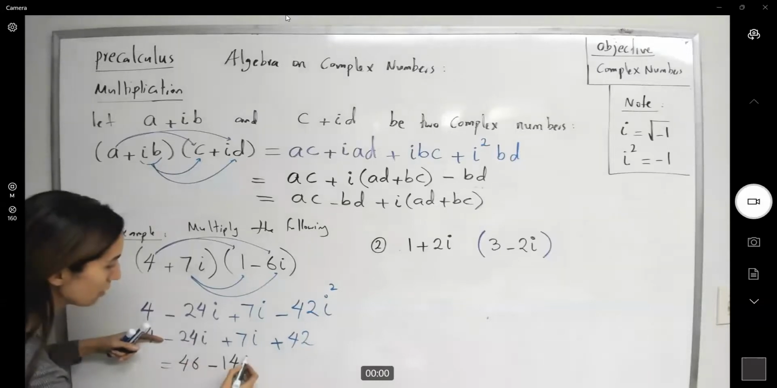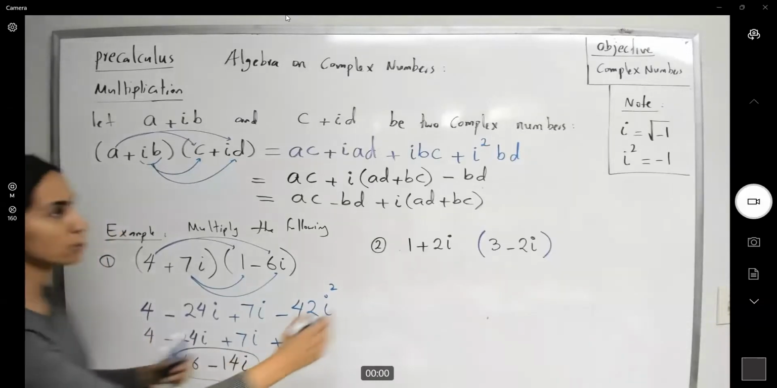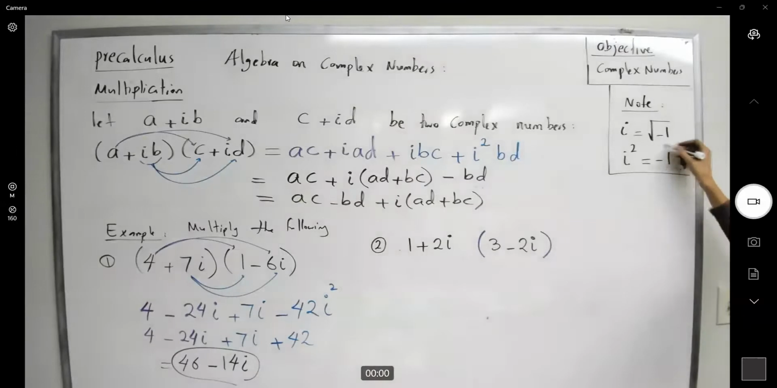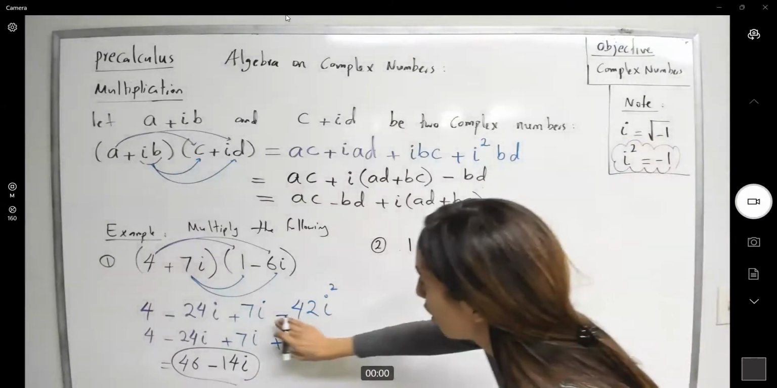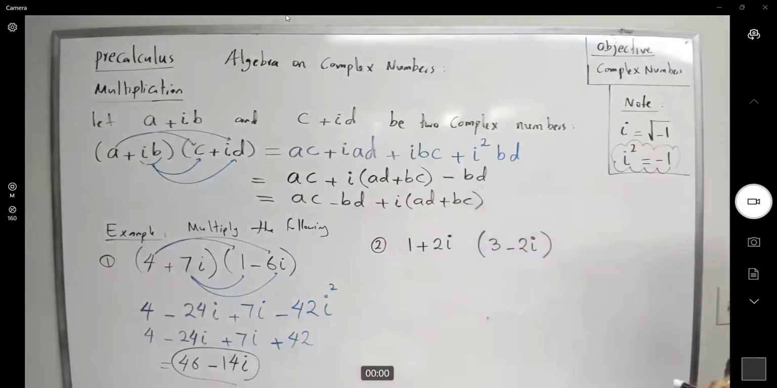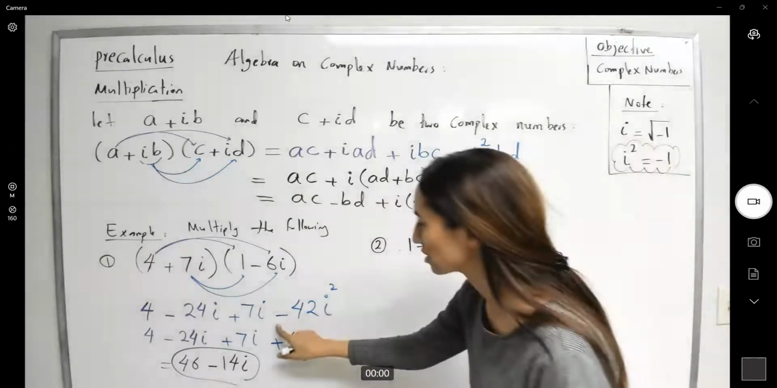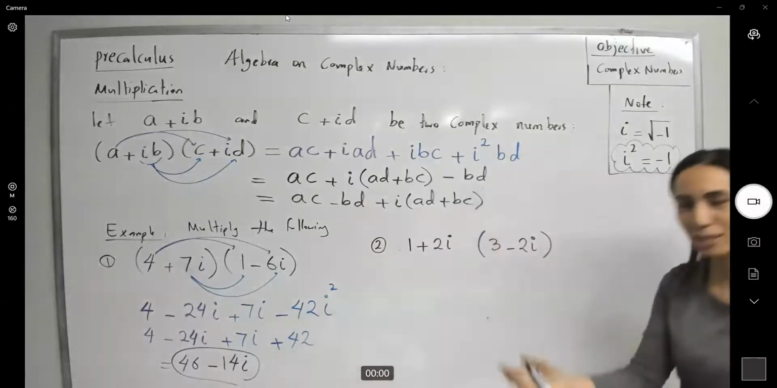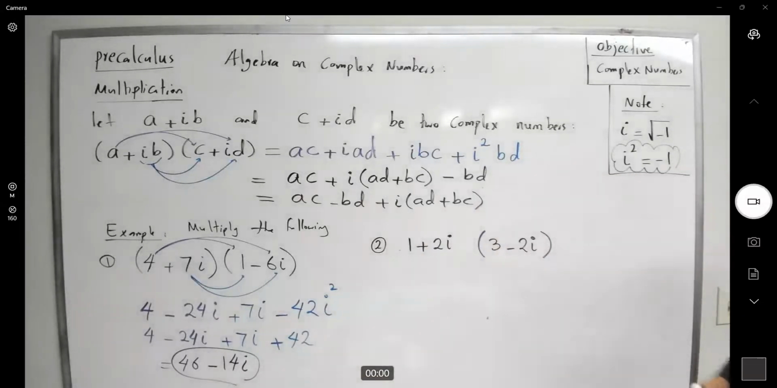Wait, can I ask what happened to the i squared? Yes, i squared is -1. Oh yeah, I didn't see that, sorry. i squared is -1, so negative times negative gives you positive. You get rid of i squared, you get rid of this negative, so you get a positive real number.